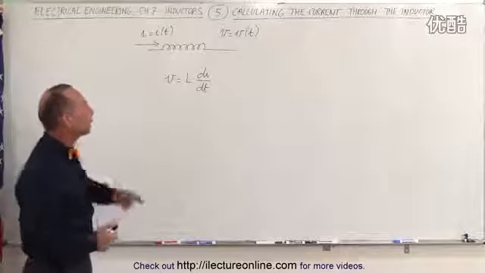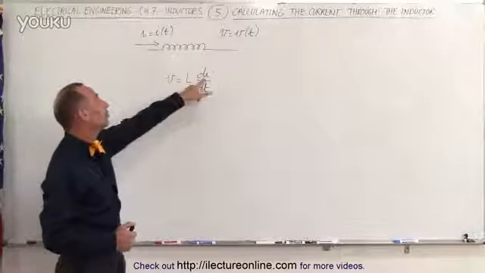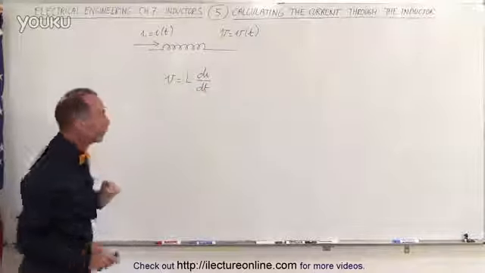In this video, we're going to come up with an equation that determines the current through an inductor. To do that, we're going to start with the equation that relates the voltage across an inductor with the rate of change of the current through the inductor.